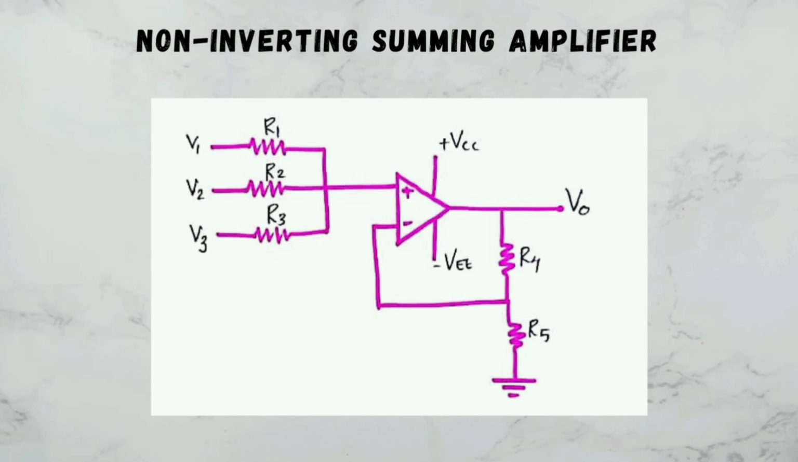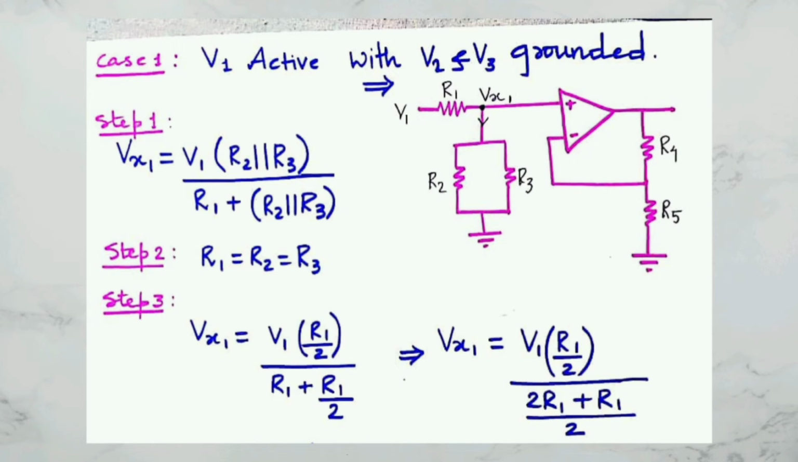Now coming to the derivation part, we have case 1. In case 1, we are considering V1 active with V2 and V3 grounded. There's a circuit diagram for when V1 is active, where V2 and V3 are grounded. Observe carefully: when V2 and V3 are grounded, the resistors R2 and R3 will be in parallel with each other. There is a voltage drop across it, which I have marked as Vx1. You can consider it as Va or Vb, anything.